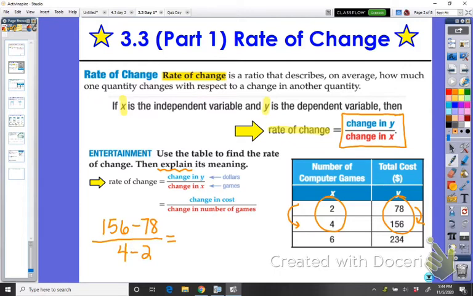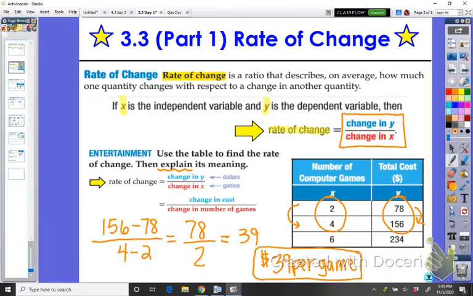So the change in price went up by $78, and the change in the games was 2. So if you divide that out, that's $39. So what does that mean? That means the rate of change was $39 per game. So change in y over the change in x.